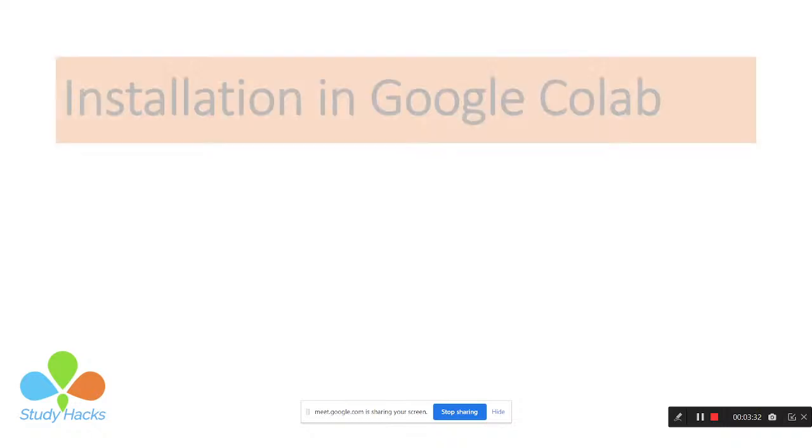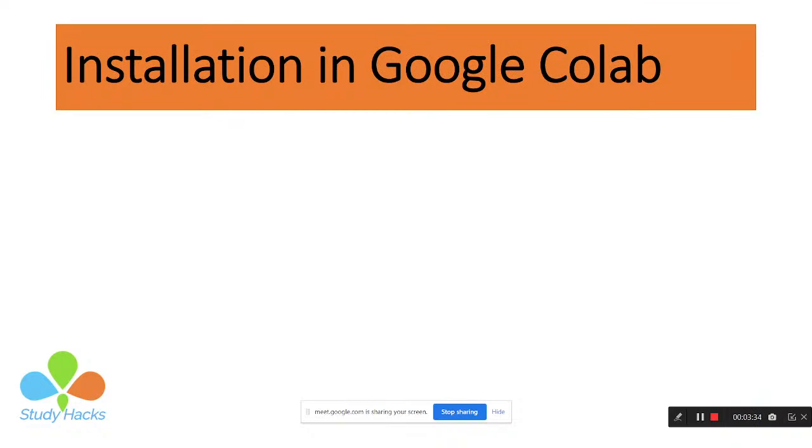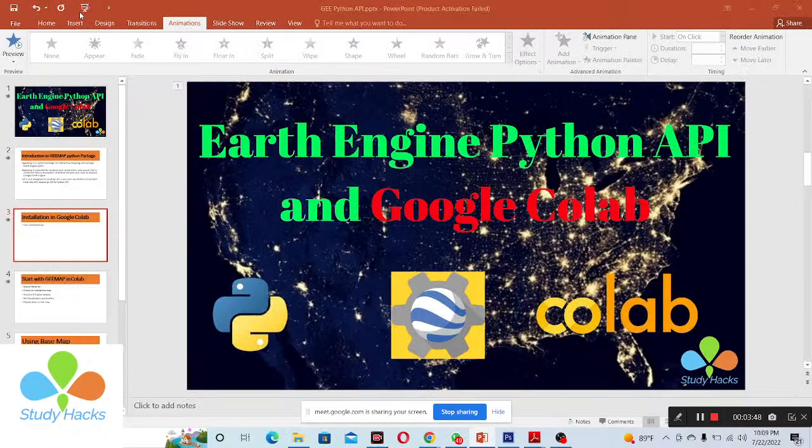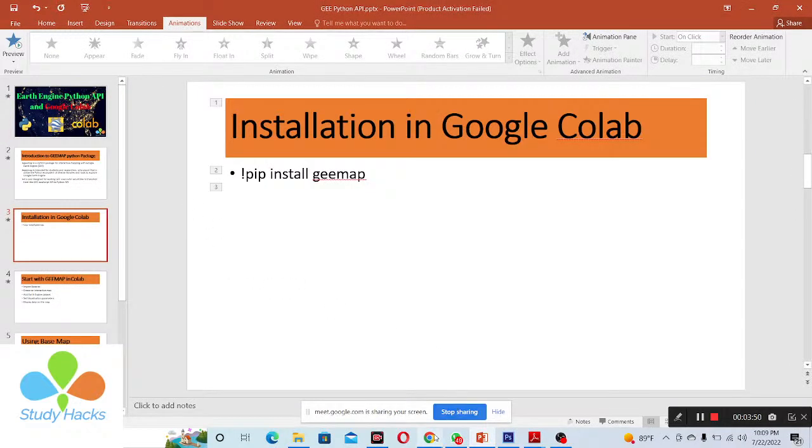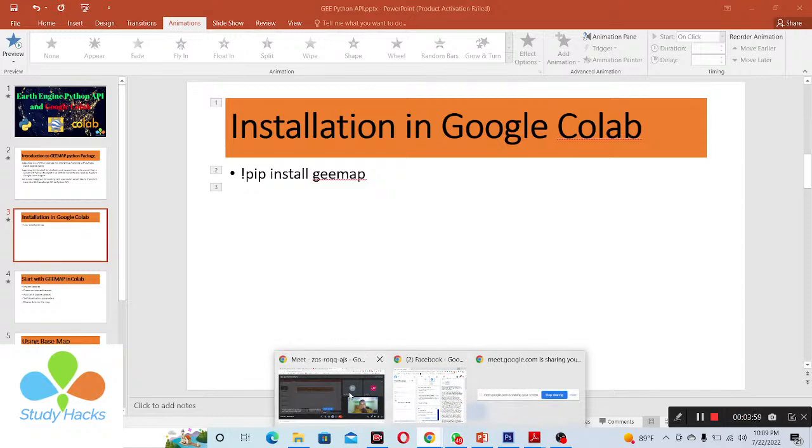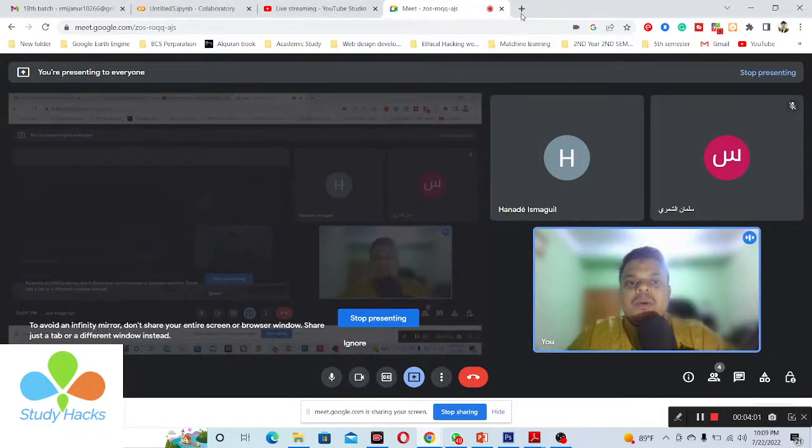Okay, and installation in Google Colab. This time I will show you how you can easily install this package in Google Colab. It's very easy. We can simply use pip to install the geemap package. I simply open my browser, and then open a new tab here.